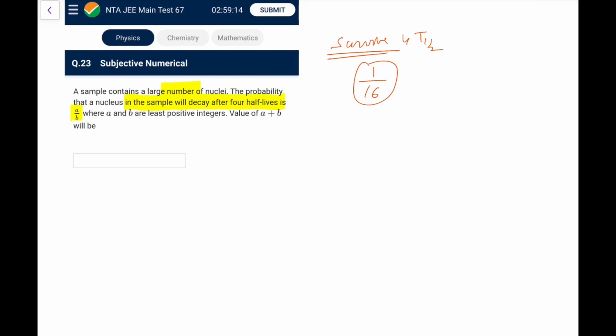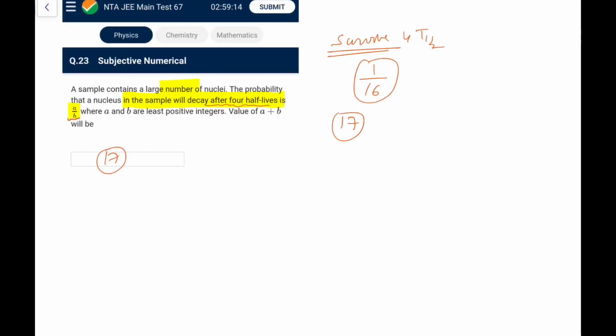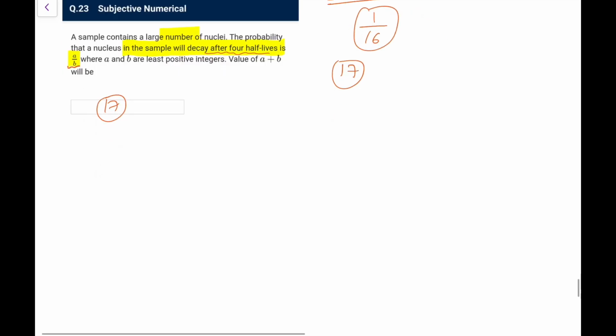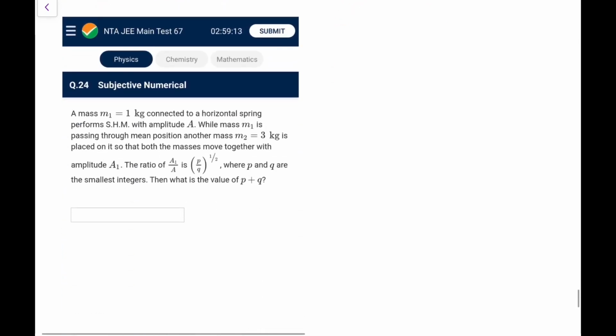So if you add it, what you get, the probability that the sample will decay after 4 half-lives is A by B. So the value of A plus B for me comes out to be 17. Here the answer by NTA is wrong. They have taken it to be the probability that it decays in 4 half-lives. So they have done 15 by 16 and 31 is given. It is wrong. It should be 17. They should have read the language properly.